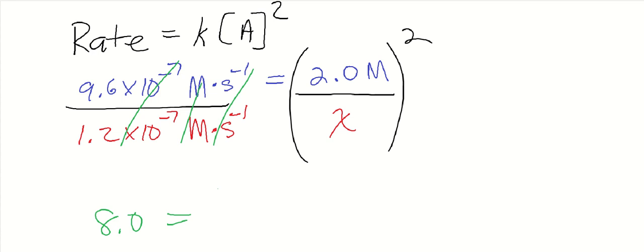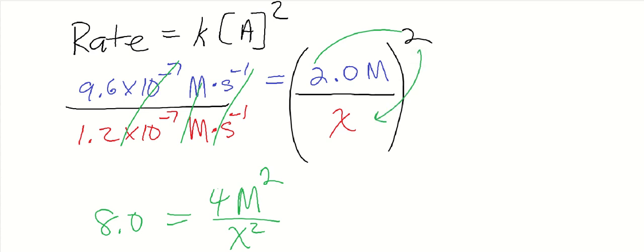Over to the right side, I'm just going to simplify this a little bit. 2 squared is 4, and that's 2 molar as well, and then on the bottom it's going to be x squared. I should have just written it the way I originally had it on the right side. Now we're solving for x. If I had the red numbers on the top, I could simply divide by 4 molar squared, but I'm going to rearrange this.